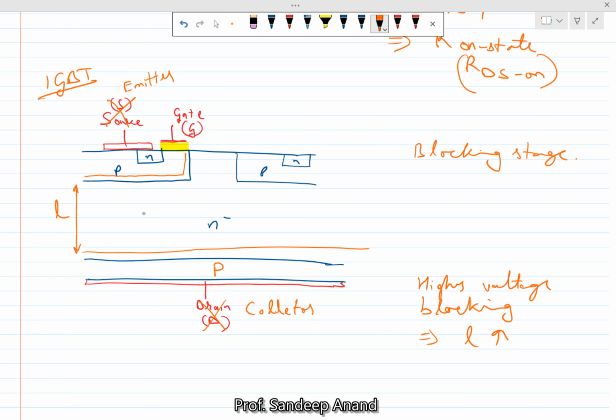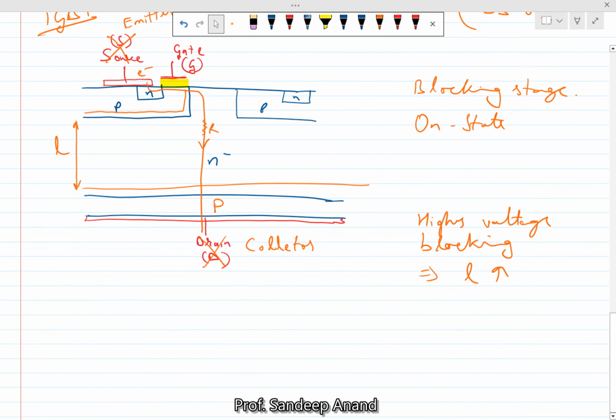during the on state, when the current is flowing, when the electrons are going from here to here, in that case you see the length of this N minus region is the same, so the resistance of this region may be more or less the same value. However, there are two differences that have happened.